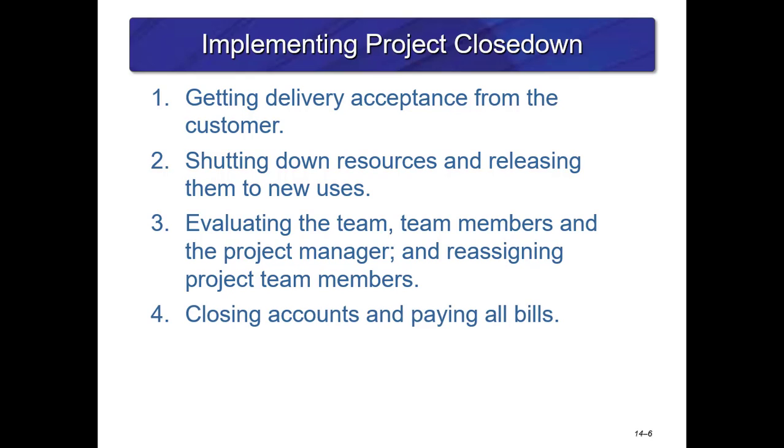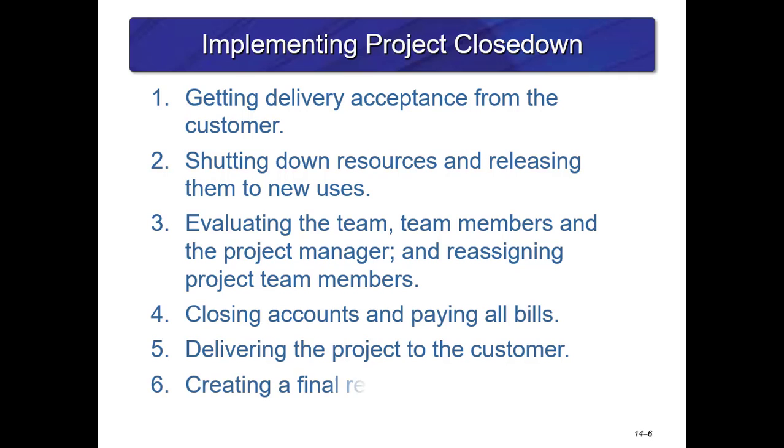Some of the steps in implementing project close down would be getting delivery acceptance from the customer, shutting down resources, evaluating the team and team members and the project manager, reassigning the project team members, and closing all accounts and paying bills. So these items can be part of the checklist as well. And a couple more: delivering the project to the customer and creating a final report.